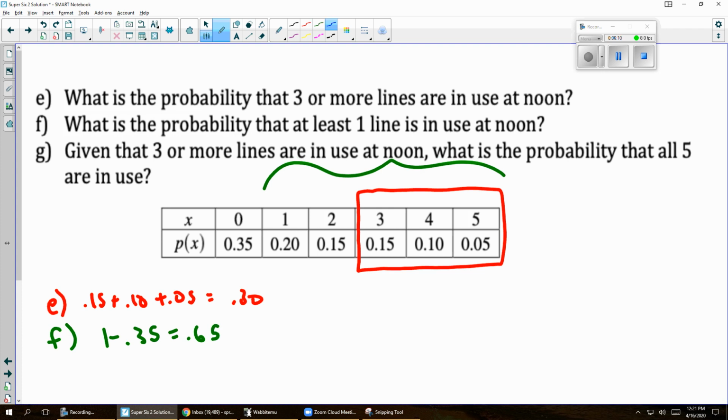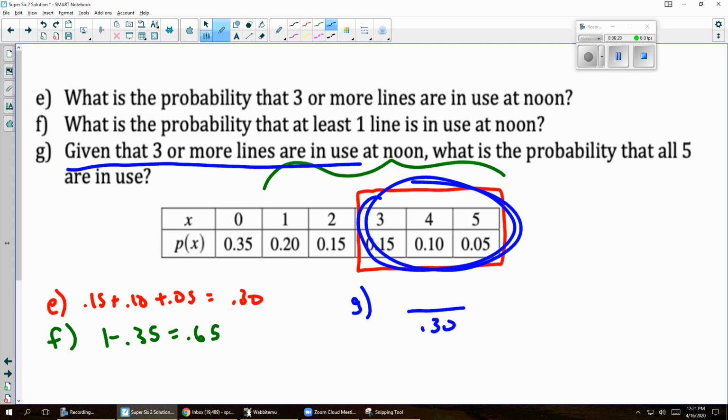And then G gets interesting. It says given that 3 or more lines are in use. So in other words, given that you're over here, we already found that that was 30% of the time. What's the probability all 5? What's the probability of this? Which reduces to 1/6 or 0.16 repeating.